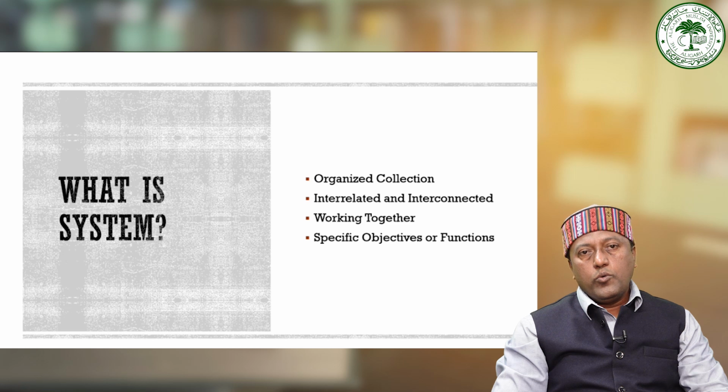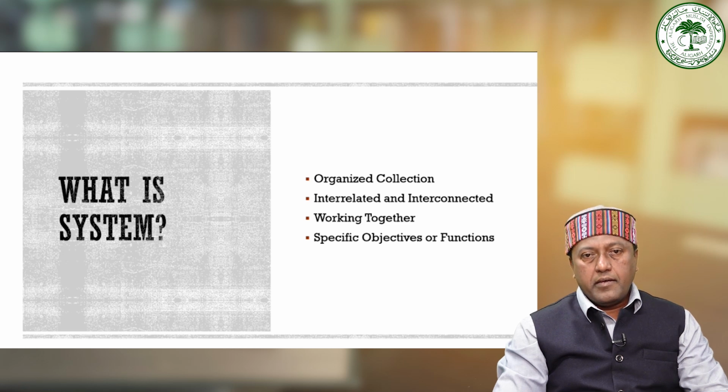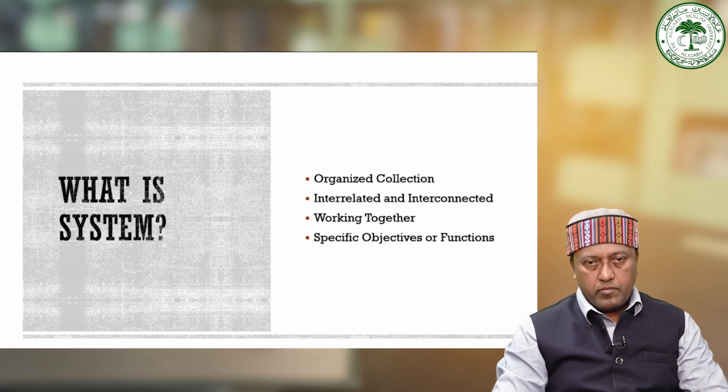Now, coming to a system, as I told you, we'll try to understand what a system is. When I use the term system, this is derived from a Greek word, systema. A system can be defined as an organized collection of interrelated and interconnected components or parts that work together to achieve one or more specific objectives or functions.